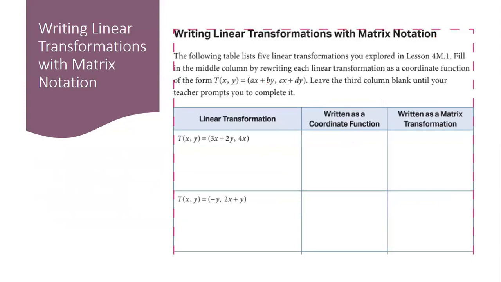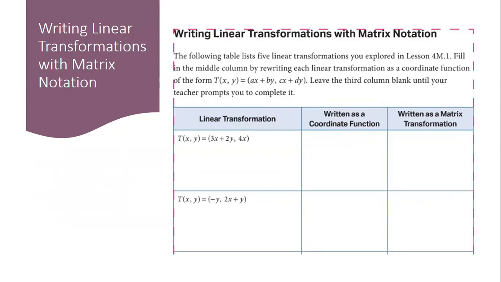So today, what are we doing? We're going to be writing our linear transformations with matrix notation. We have 5 linear transformations that we're going to practice with, and they're the ones that we saw throughout our notes. So they should look familiar from your notes and from your assignment. We're not going to leave the last column blank. We're going to do the first 2 together, and I'm going to have you do the last 3 on your own. Got it? All right.